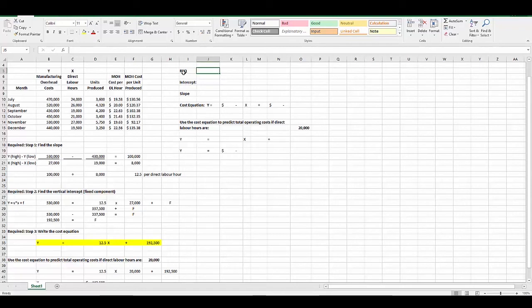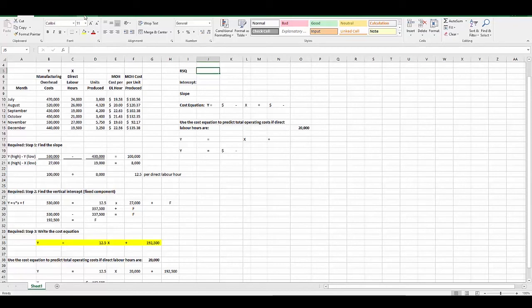The R-square is telling you how well this cost formula is working in terms of predicting your total cost. So is this a reliable way? Are direct labor hours, in fact, a good way to help you discern what your fixed and variable costs are in terms of breaking down your overhead?